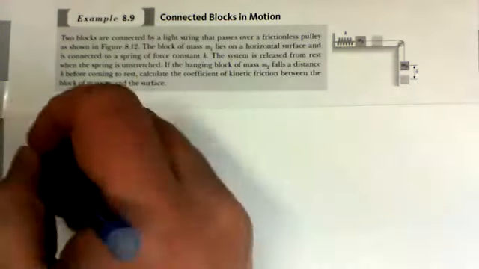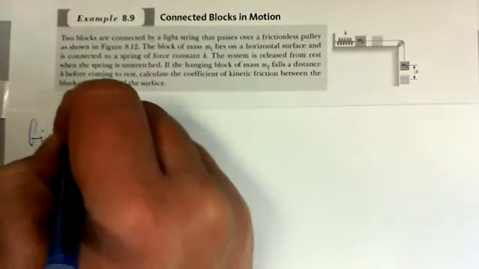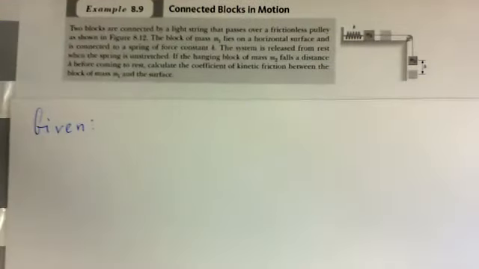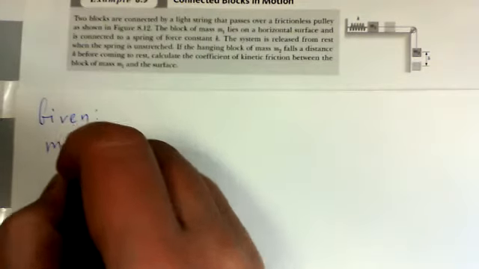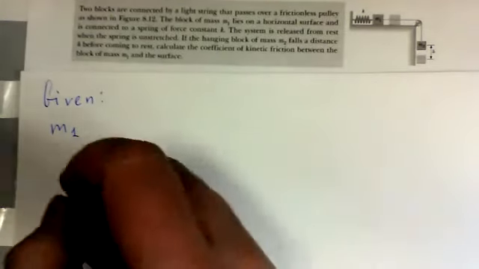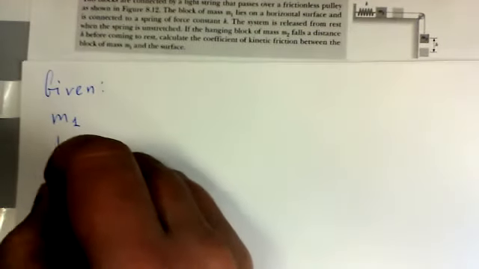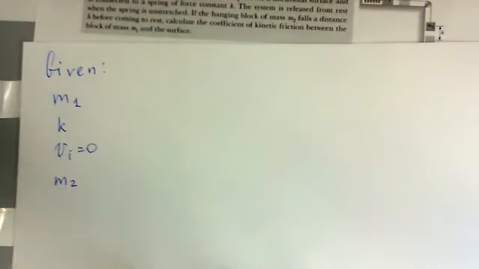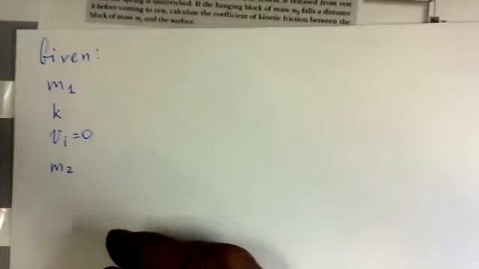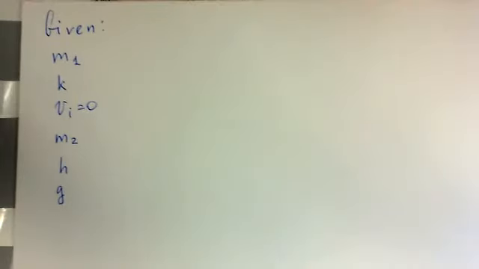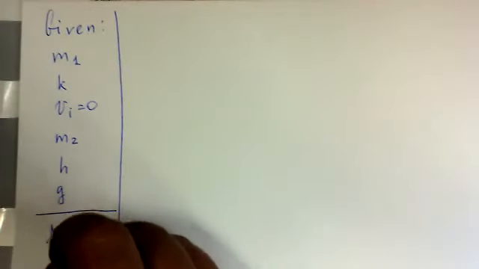Okay, so in the problem, we don't have specific numbers, but it is given that there is a block of mass m1, a spring constant K, and the system initially was at rest. The object 2 has a mass of m2, and there is also a final displacement of the object m2, which is h. With this information, we need to find the coefficient of friction.